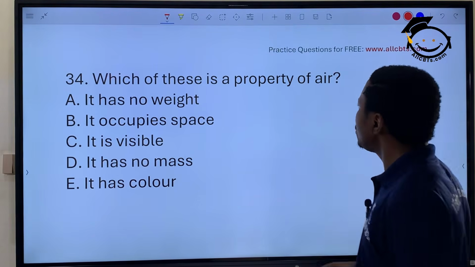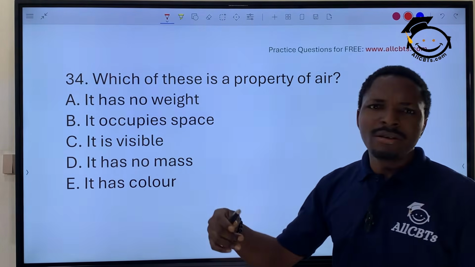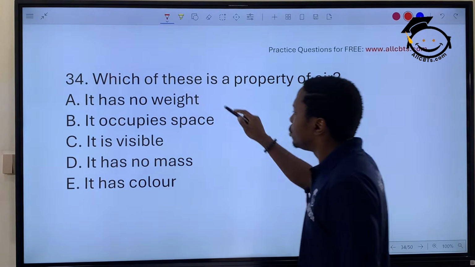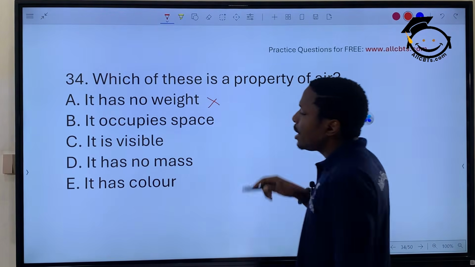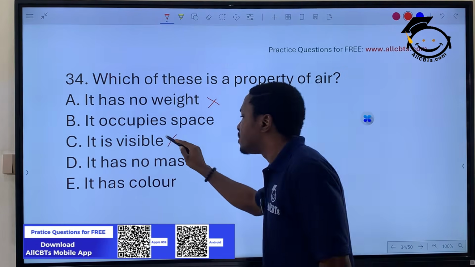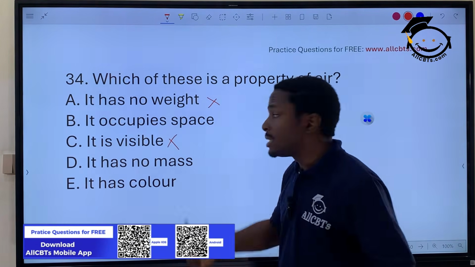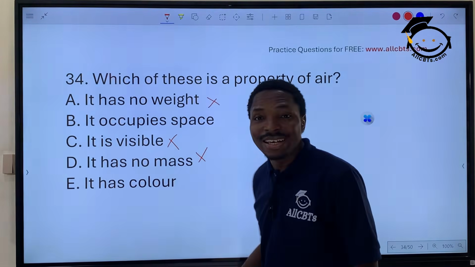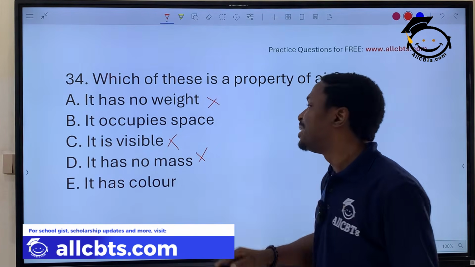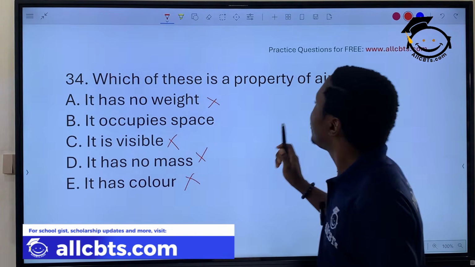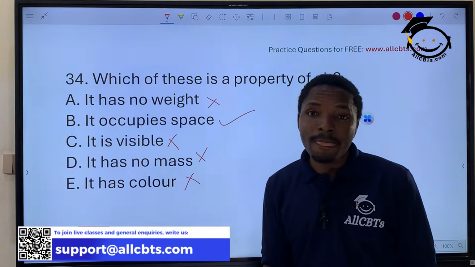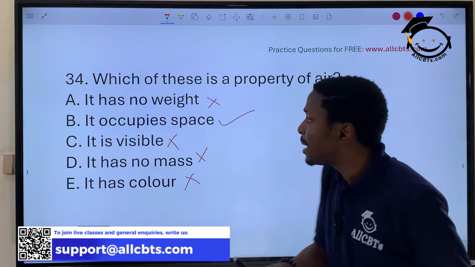34. Which of these is a property of air? So air has one of these properties. Air has no weight. No, air has weight. Air is visible. No, air is not visible. Air has mass. That means that's weight. Air has color. Can you see the color of air in this room? No. The only correct property of air is that air occupies space. Air has weight. Air can occupy space.